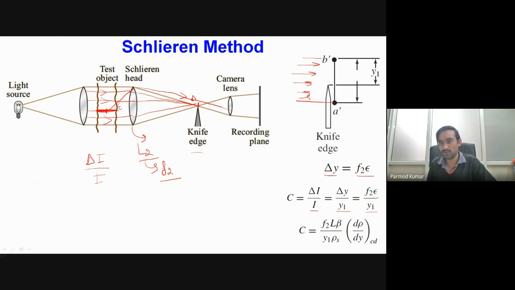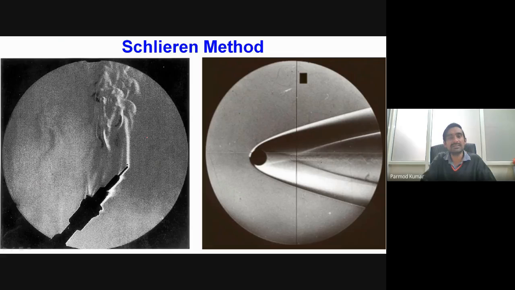From here, I have already seen the formulation of epsilon in terms of the density gradient. If I substitute that over here, I'll find C as nothing but equal to f2 times L beta divided by y1 rho s into d rho by dy. That is something which will show us the contrast of light on our final photograph which we will be obtaining. So it means that based on this contrast of light, we can relate it directly to the gradient of the density field.